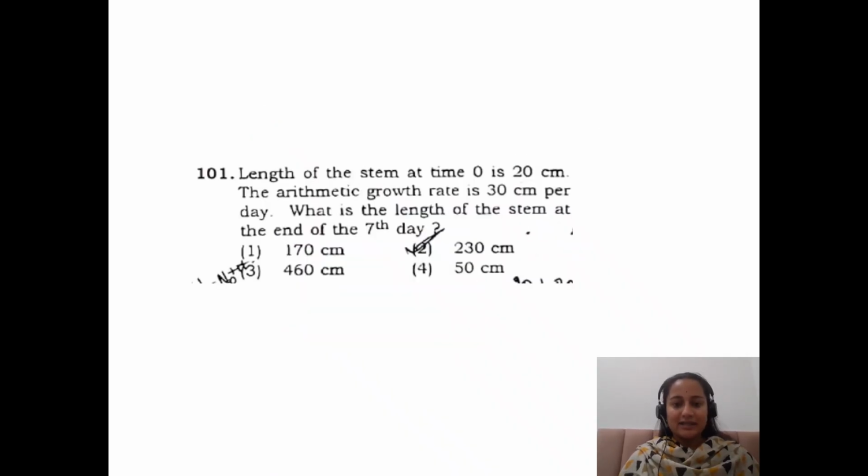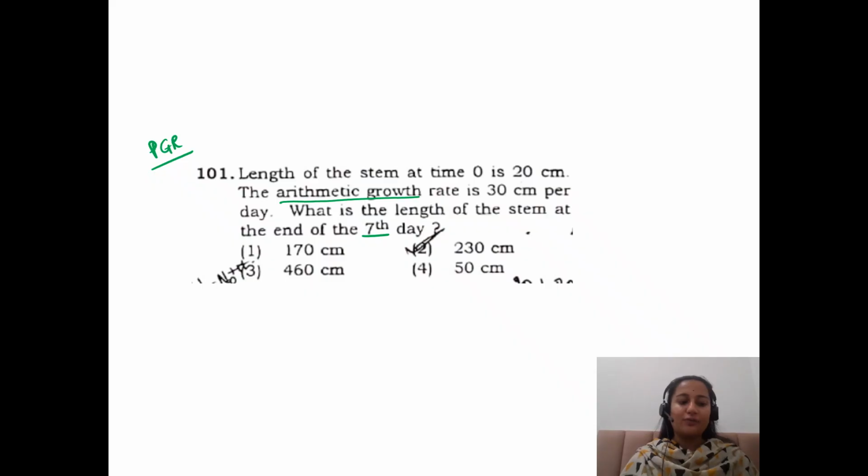Next is length of the stem at time 0 is 20 centimeters. The arithmetic growth is 30 centimeters per day. What is the length of the stem at the end of the day 7? So this question is from plant growth and development. So let us quickly solve this.